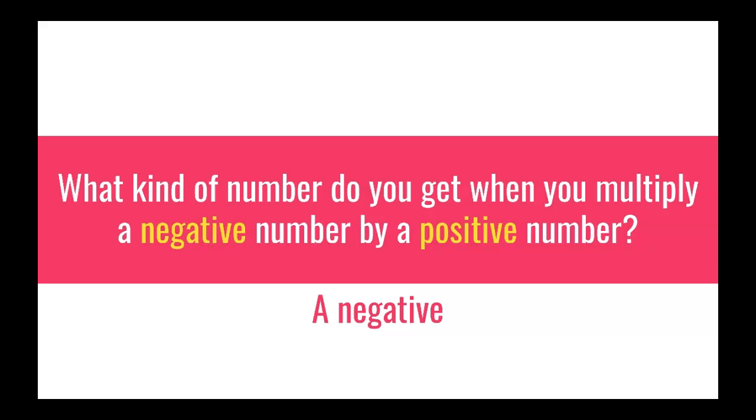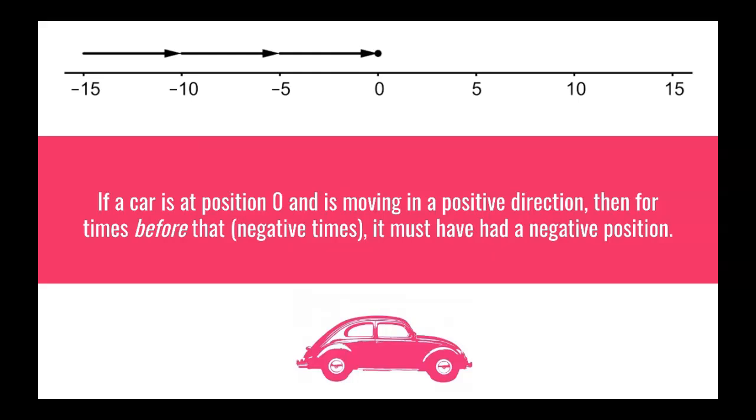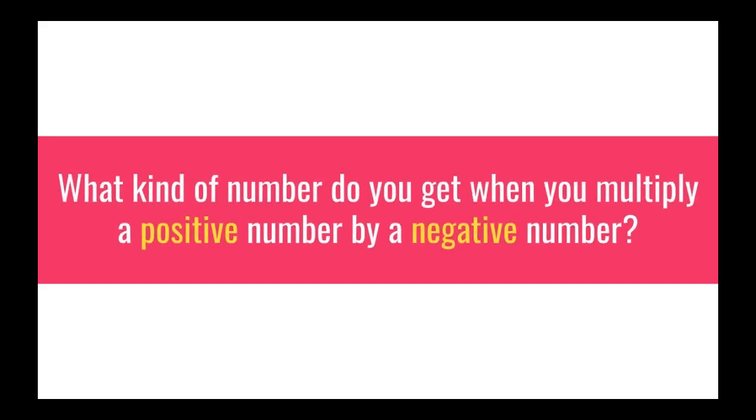A third scenario. This time, if a car is at position 0 and it's moving in a positive direction, and you're thinking about times before that, which are negative times in the past, it must have had a negative position there. So this helps us understand that when you multiply a positive by a negative, you get a negative.